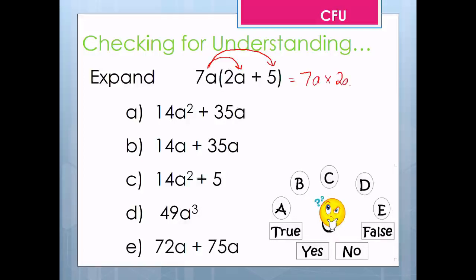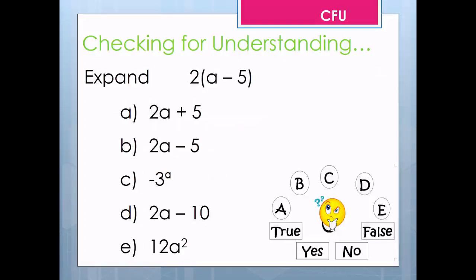7a times 2a plus 7a times 5. 7 times 2 is 14. A times a is a squared, so 14a squared. Oh, it's either A or C. And 7a times 5 must be 35a, so I reckon it might be A. What do you think? It looks like everyone's agreeing.